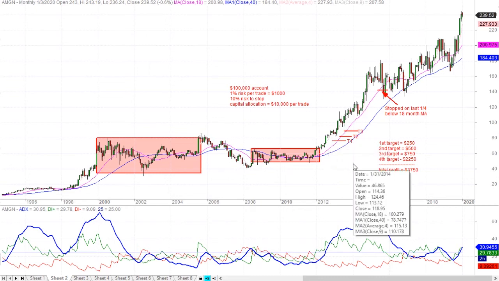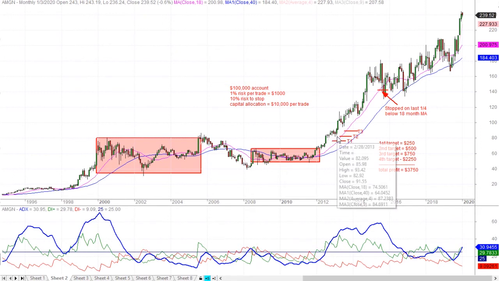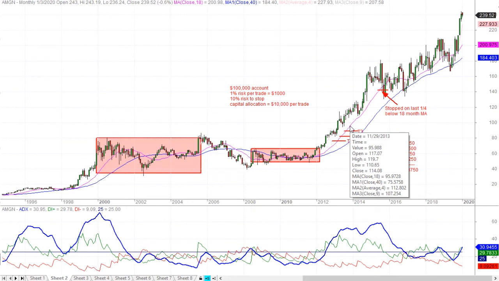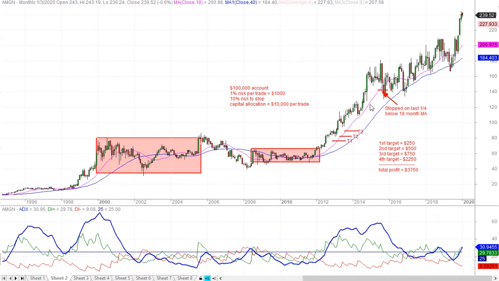Now, once I'm up 20%, which is 2 times what I risk, I'm going to take another quarter, and that's my second target. So I'm going to make $500 on that piece. And then if I get to 3 times, that's target 3. That's another 10%. I'm going to take $750 profit, and I'm going to leave my last quarter. The last quarter, instead of taking a fourth target, a T4 here, up 4 times or 40%, I'm just going to keep trailing off this 18-month moving average, until that line is broken.